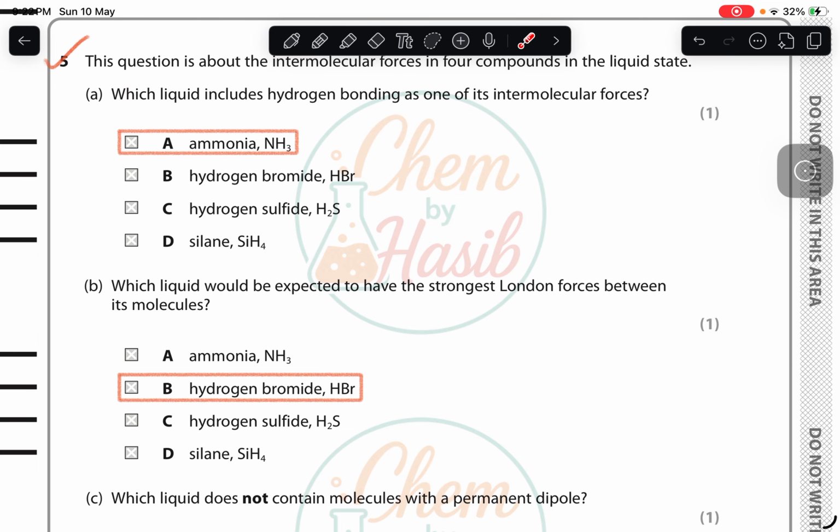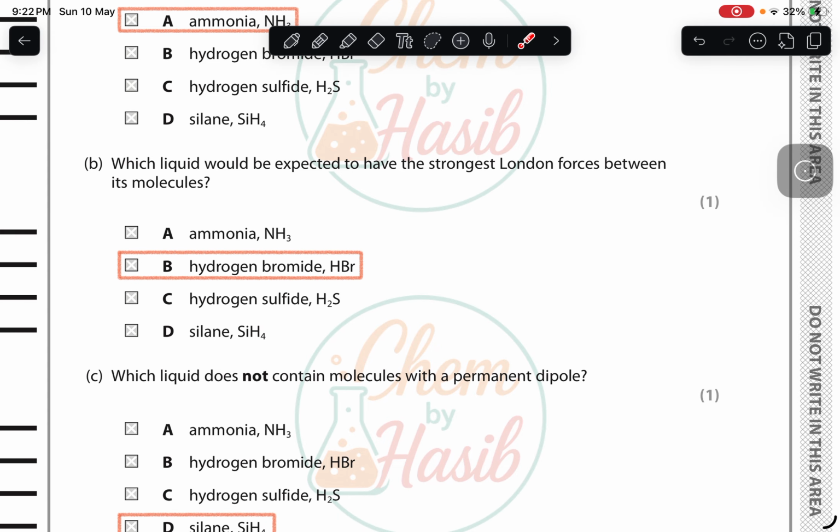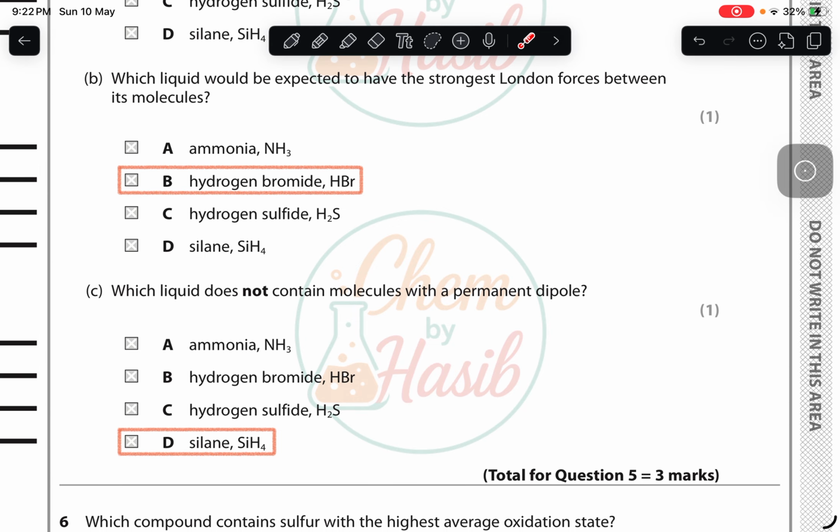Then we move to the next question. Which liquid does not contain molecules with a permanent dipole? Now if you look carefully here, SiH4 is non-polar. Since SiH4 is non-polar, therefore it cannot contain molecules with a permanent dipole, right?